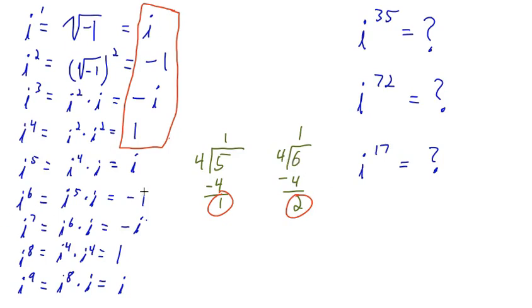With 6, we know the answer is -1 already because we worked it out the long way. But if we take 6 and divide it by 4, we get a remainder of 2. So that tells us it matches the answer for i squared, because we had a remainder of 2 when we divided. So i to the 6th power equals -1. When we divide 7 by 4, we get a remainder of 3. So we know the answer of i to the 7th power equals i to the 3rd power, because the exponent is 3 and matches the remainder, and i to the 3rd power equals -i.